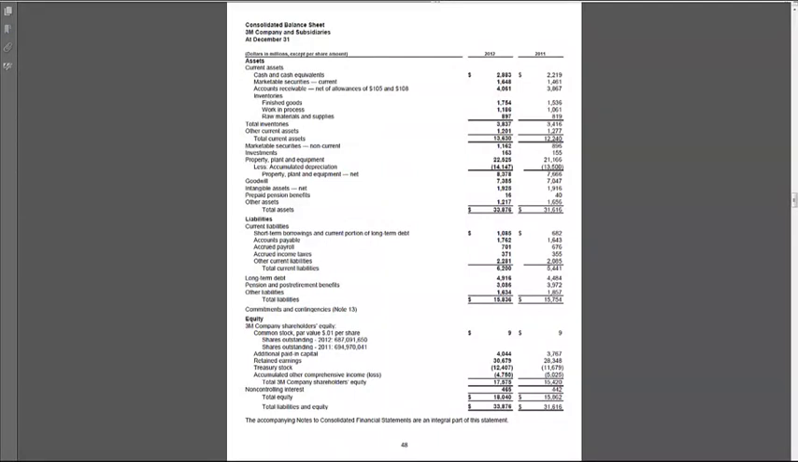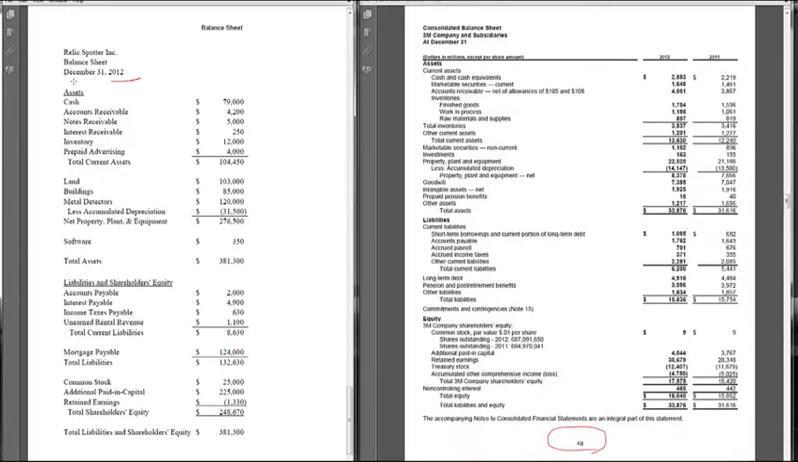Now let's take a look at the balance sheet, which is on page 48 of the 3M 10-K. And again, we will compare it to our Relic Spotter balance sheet. So this is as of December 31st, a point in time. Always start with cash. That's the most liquid asset. 3M also has marketable securities, which are very liquid, so things like certificates of deposit.